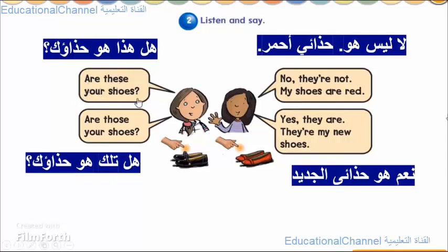Are these your shoes? No, they're not. My shoes are red. Are those your shoes? Yes, they are. They're my new shoes.